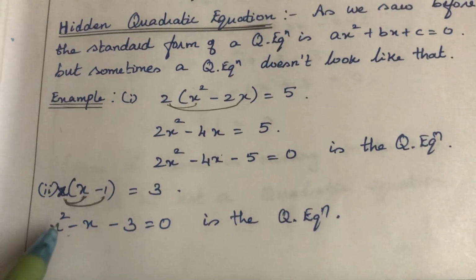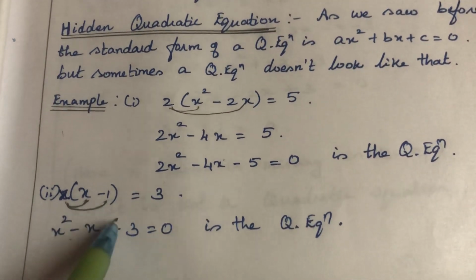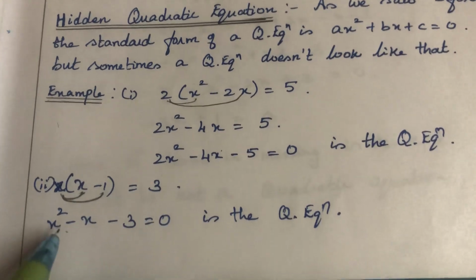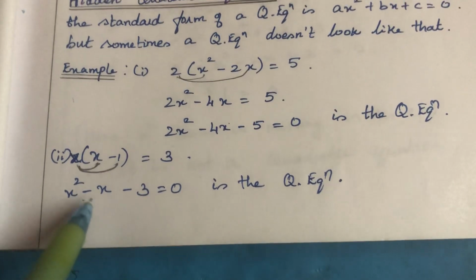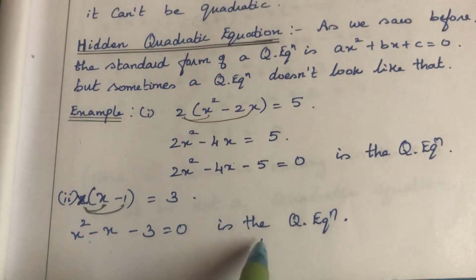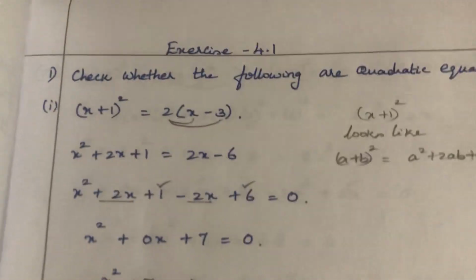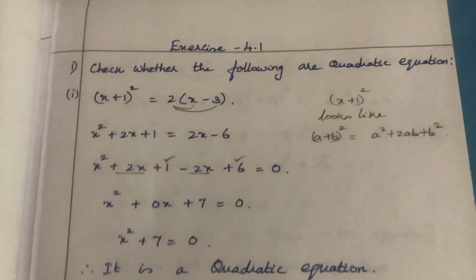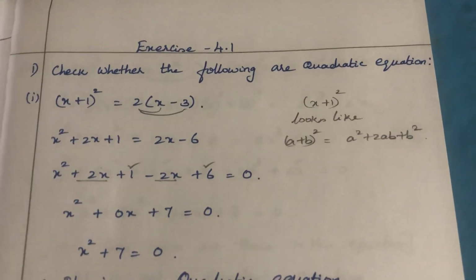One more case, x into x minus 1 is equal to 3. Here when we multiply, x square minus x minus 3 is equal to 0, which is a quadratic equation. Now we will start exercise 4.1. Check whether the following is a quadratic equation.